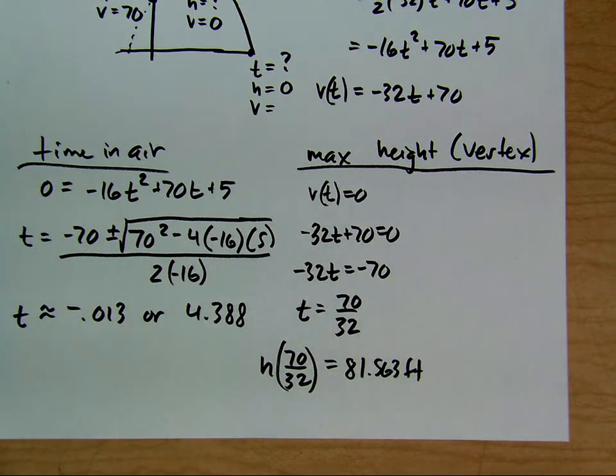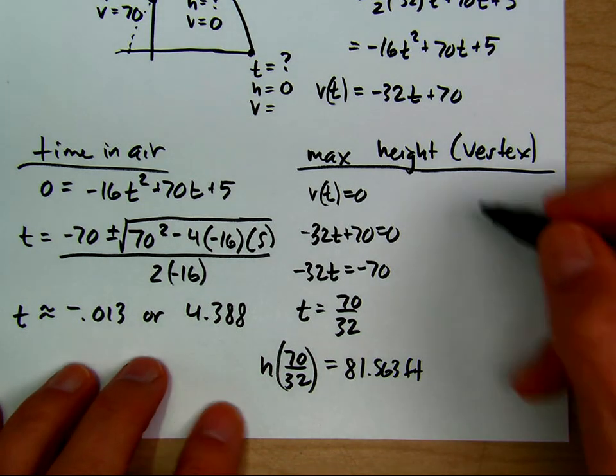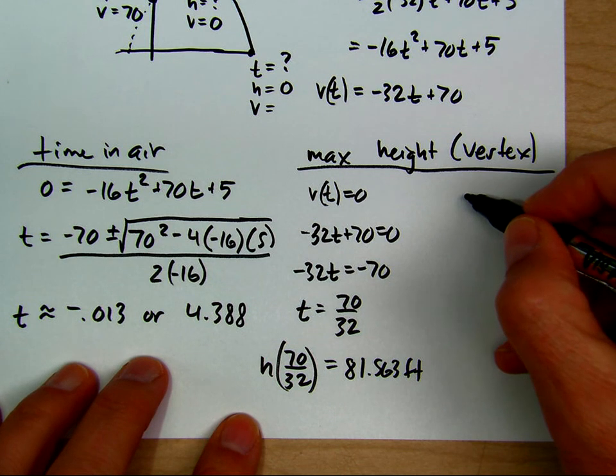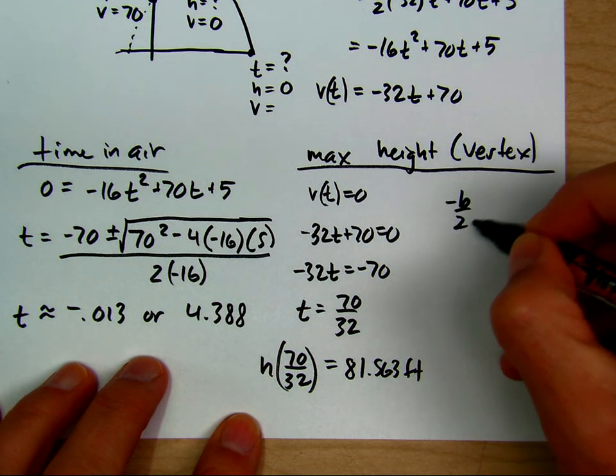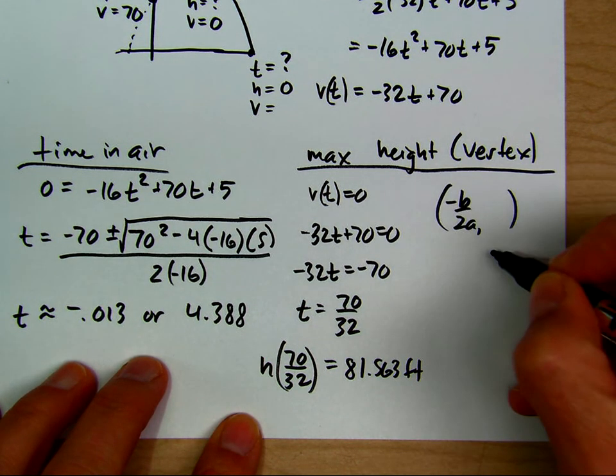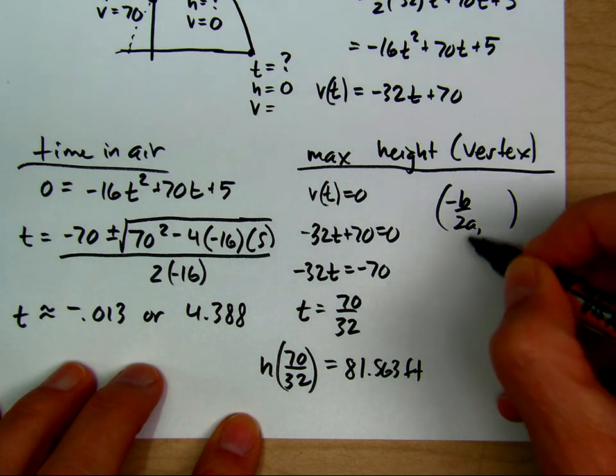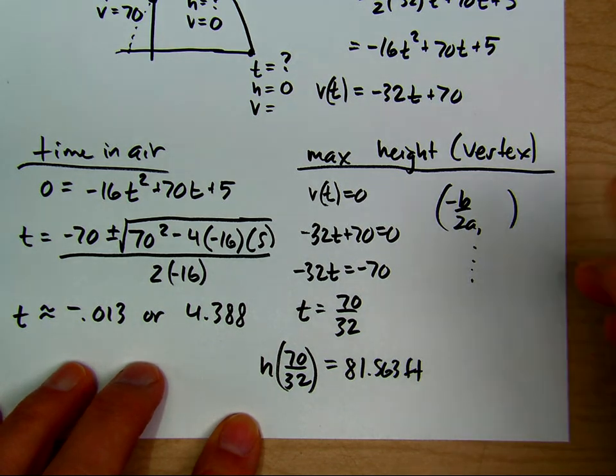and the other way to do it is with a vertex, and we'll go negative b over 2a. Then we can just find the vertex with that. So we'll stop there.